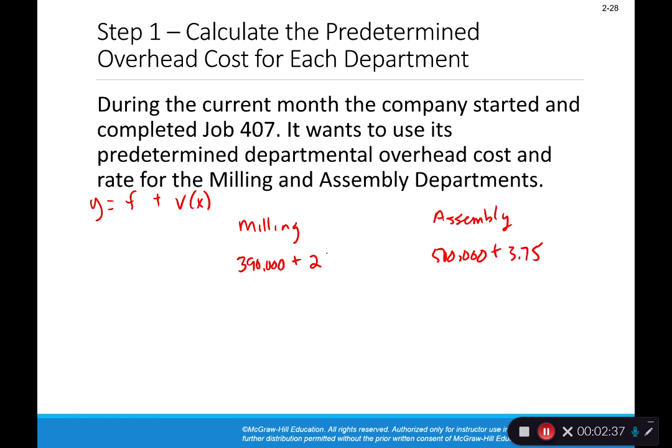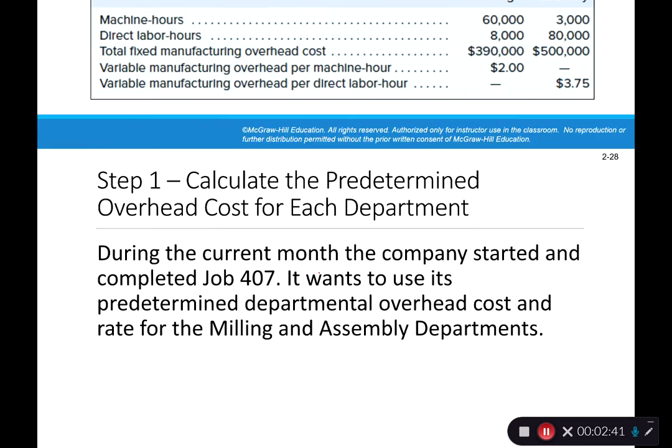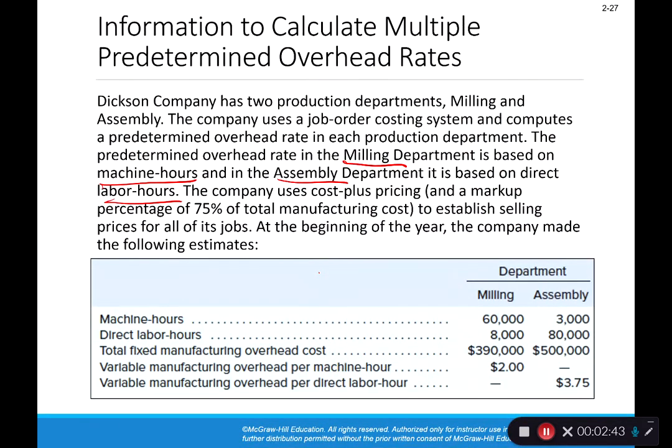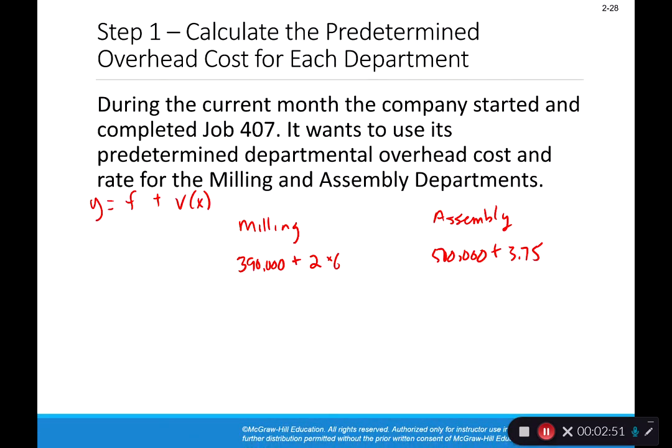For milling, we're going to multiply by the machine hours, which are 60,000. And for assembly, we're going to have to use the direct labor hours, which is 80,000. So we're going to use 60,000 here for machine hours and 80,000 here for direct labor hours. Got to make sure we use the right driver, which means we got to make sure we know how to read the question carefully. That's the key.